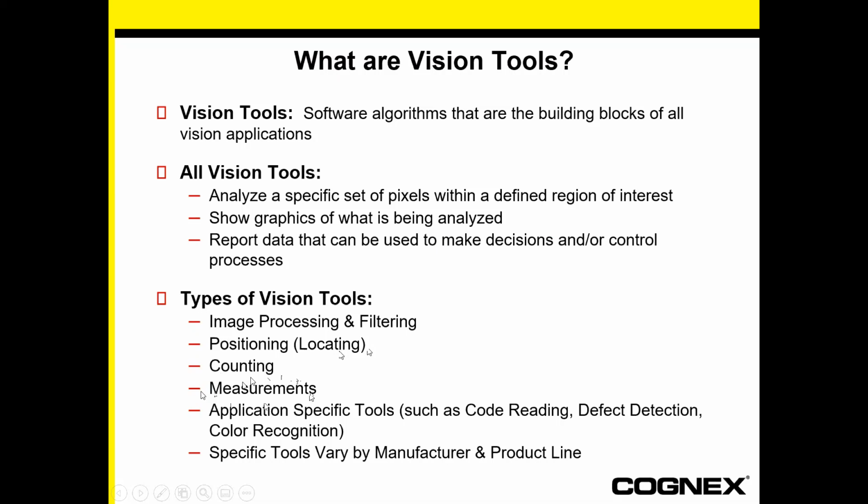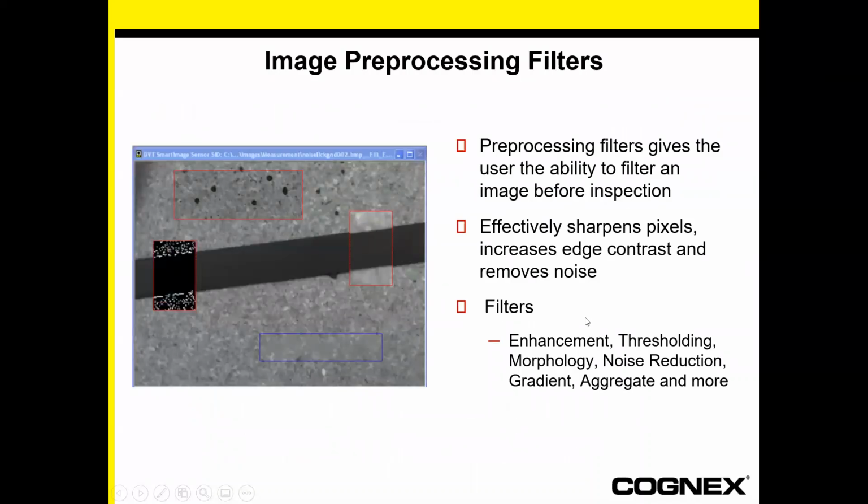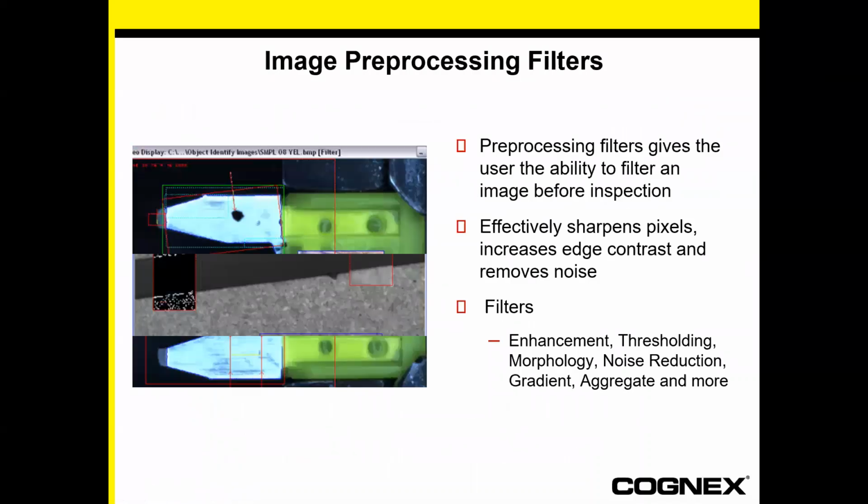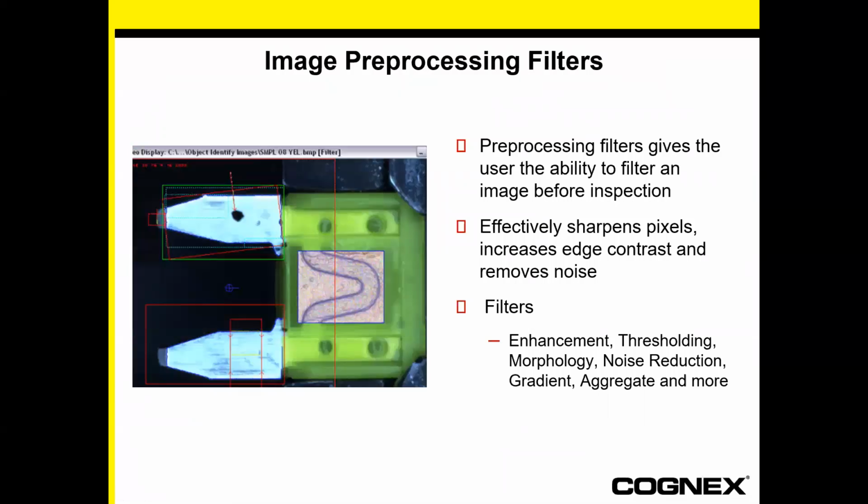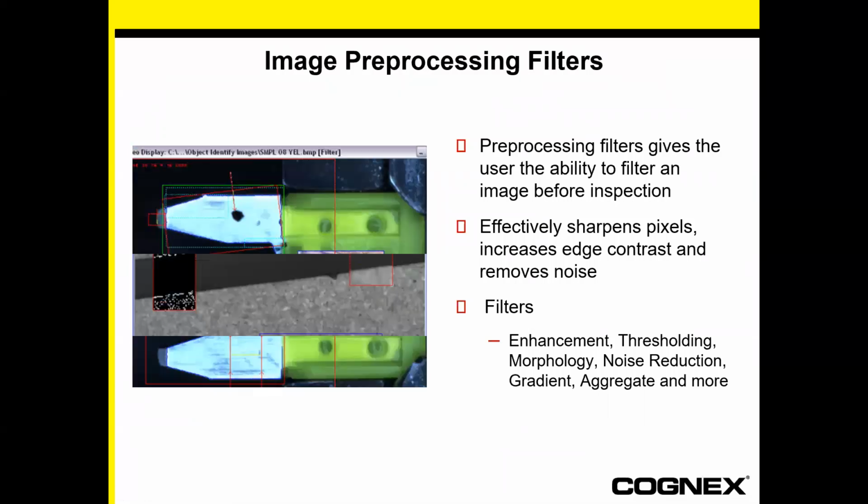Measurement tools. Is the cap properly screwed down? Then we have other application-specific tools such as barcode reading, defect detection, looking for scratches, color recognition. So all the tools vary depending on which product line you're looking at. So just to give you an idea quickly, we'll look at this in more detail when we look at the software, but image processing filters.